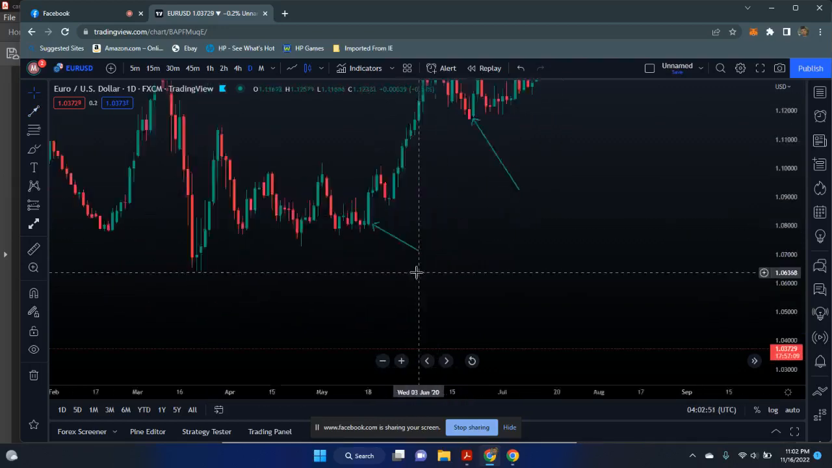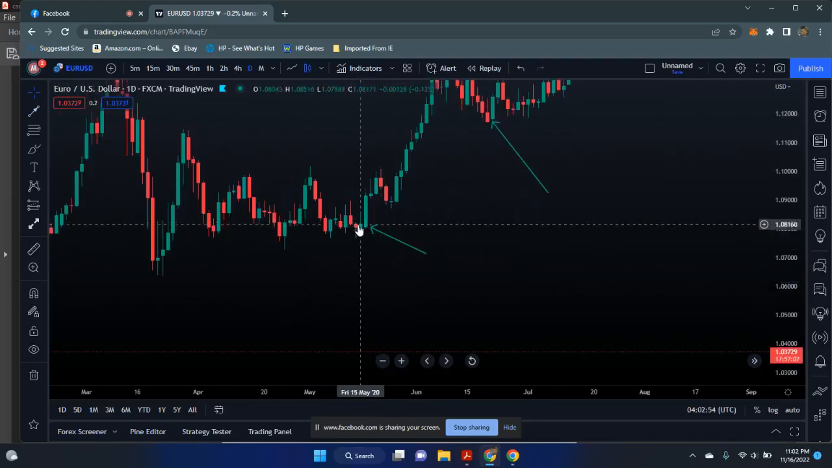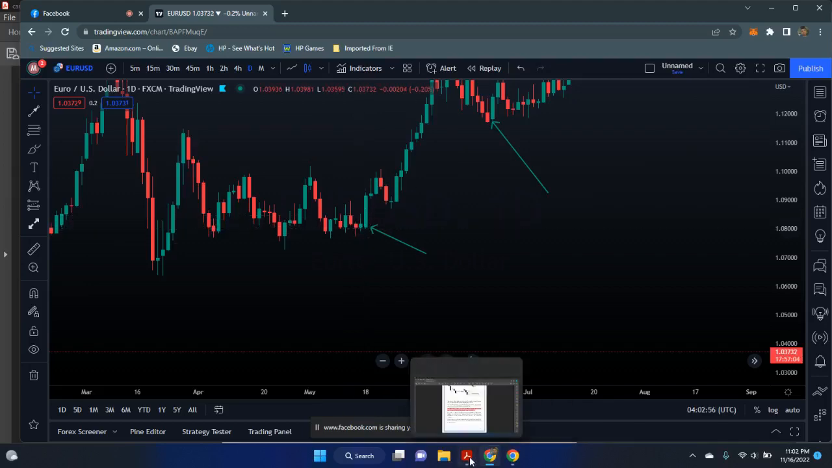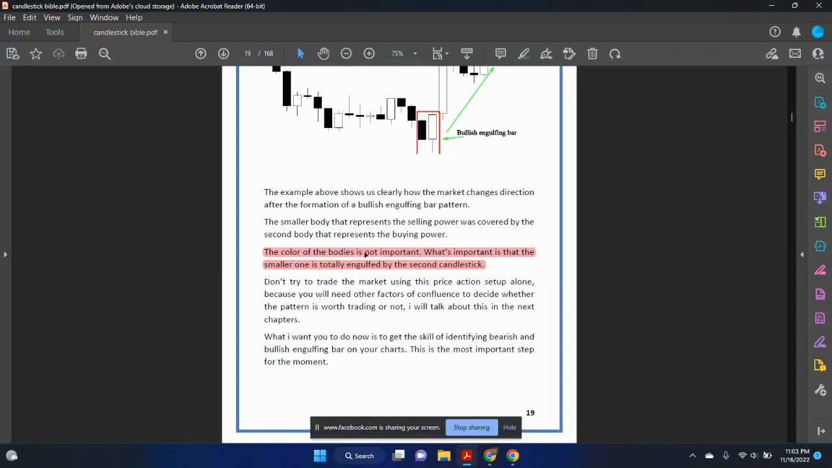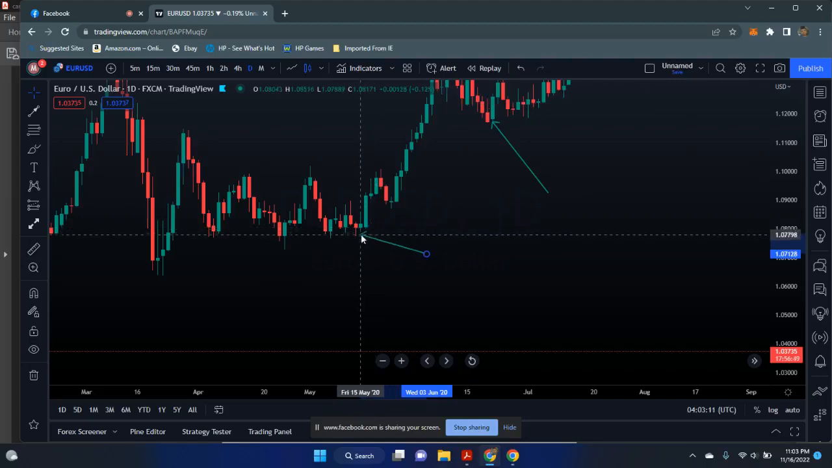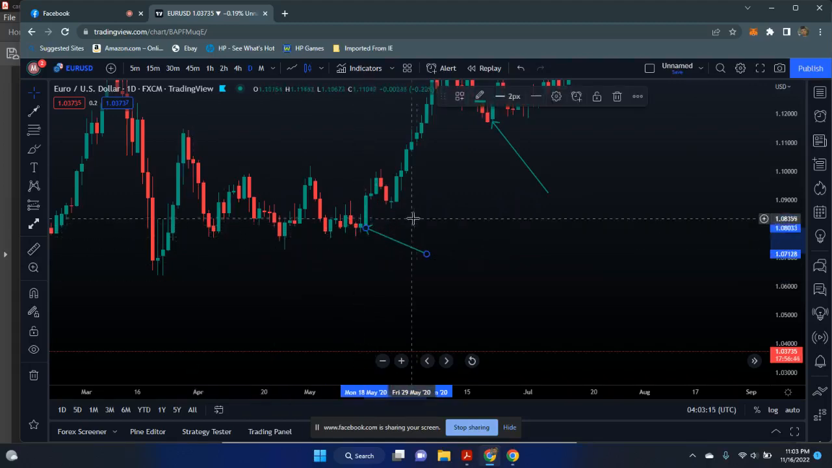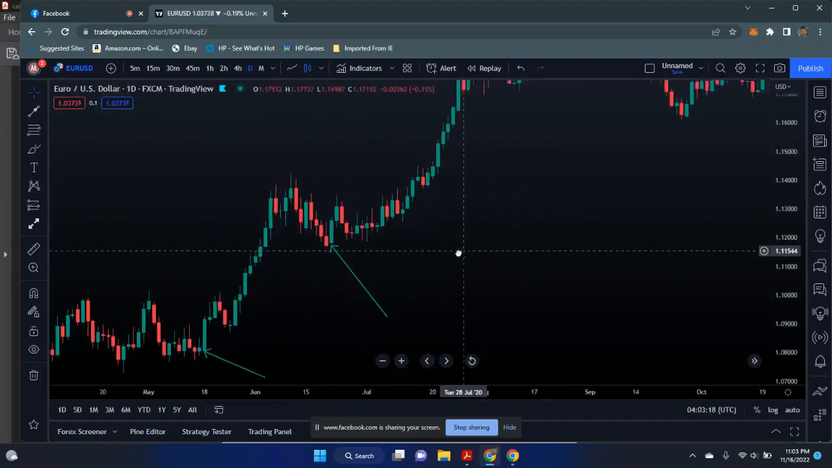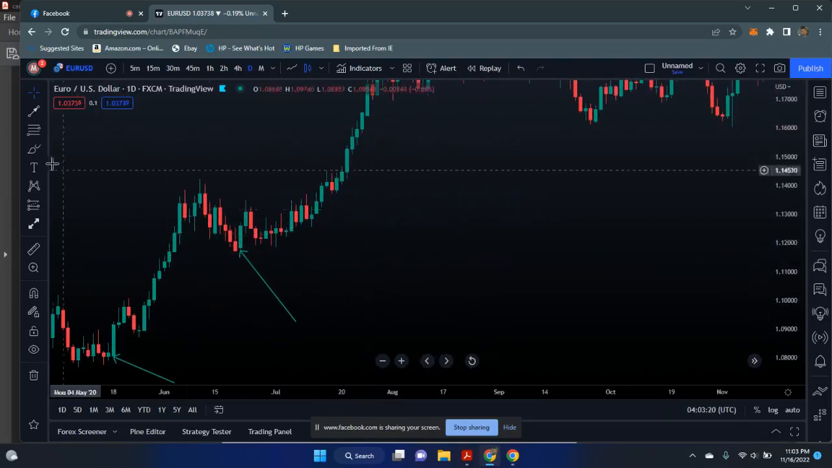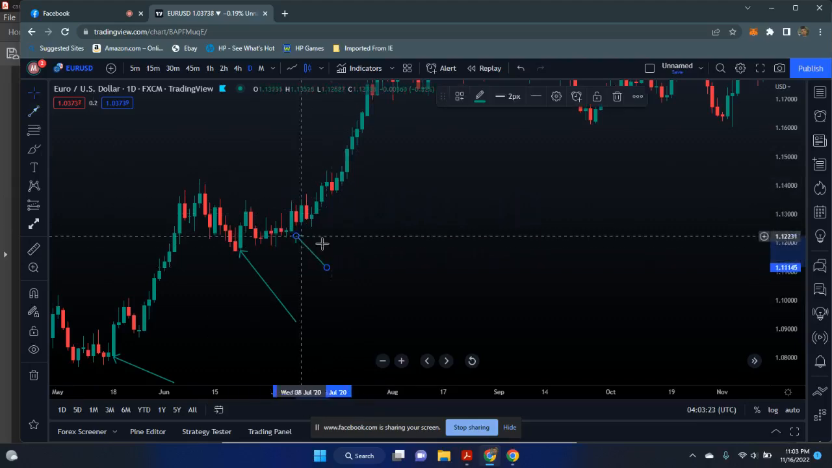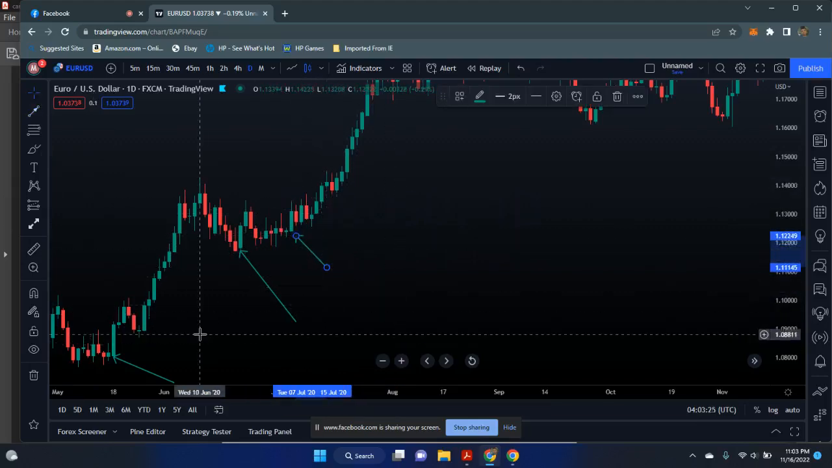So here is actually a great example. It says the color does not matter, right? Let's go back to that. It says the color of the bodies is not important. What's important is the smaller one is totally engulfed by the second candlestick. Totally engulfed by that second candlestick. That's what's happening here. It doesn't matter the colors. You just know what they do. There's a smaller one. I wouldn't consider that, but that's a smaller one.